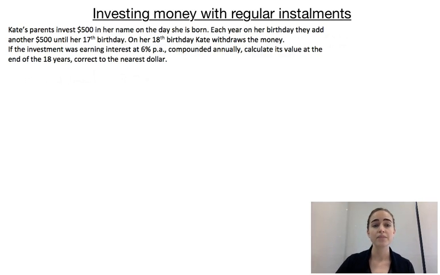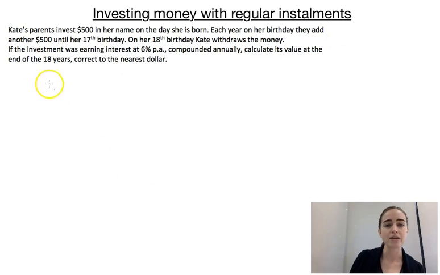We've got Kate's parents invest $500 in her name on the day that she's born. Every year on her birthday, they also add or invest another $500 up to and including on her 17th birthday. On her 18th birthday, Kate withdraws all of the money. If the investment was earning interest at 6% per annum compounded annually, we want to calculate the value of the whole investment at the end of the 18 years, correct to the nearest dollar. So we're finding out how much Kate's withdrawing on her 18th birthday.